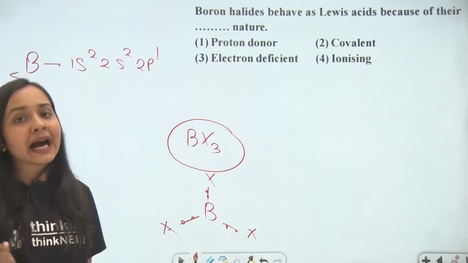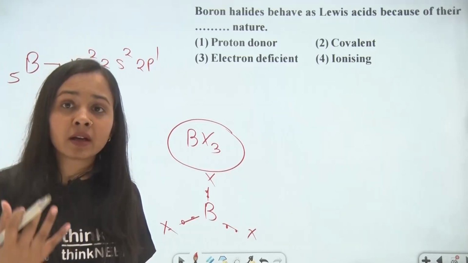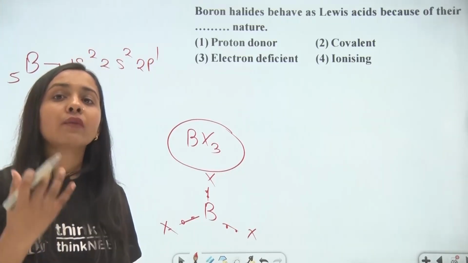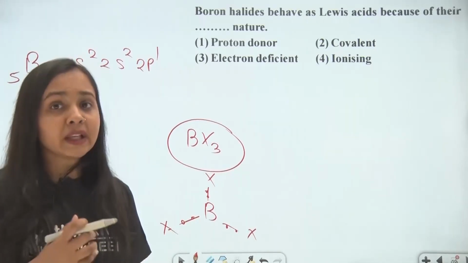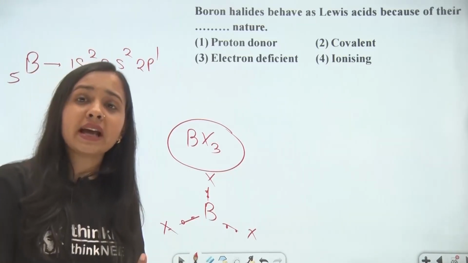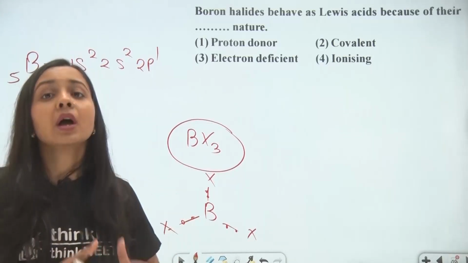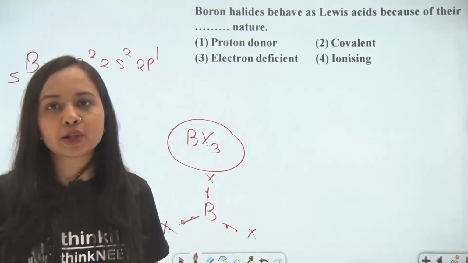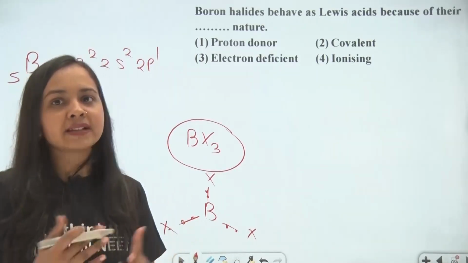But any element wants to attain stability, and wants to attain the stable electronic configuration of noble gases. So they want to complete their octet by filling 8 electrons, right? So if it has only 6 electrons in the outermost shell, that means it has electron deficient nature because it contains 1 p vacant orbital. And if it has 1 p vacant orbital, then it can behave as a Lewis acid.